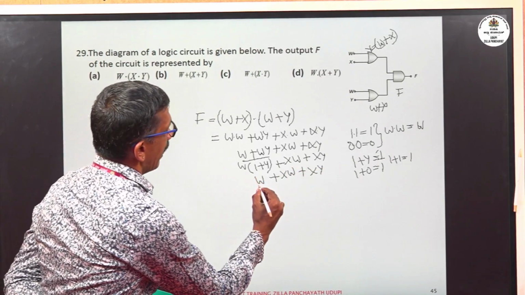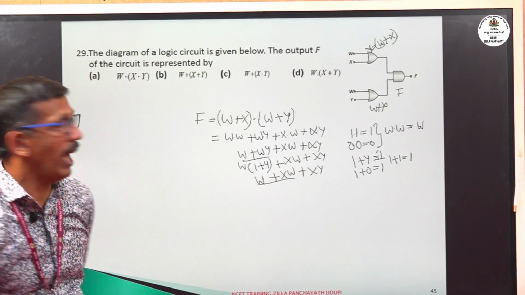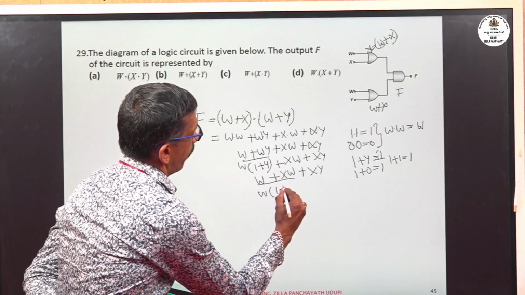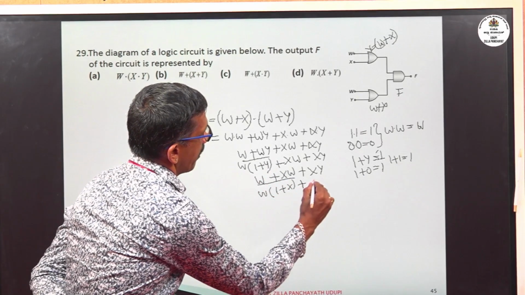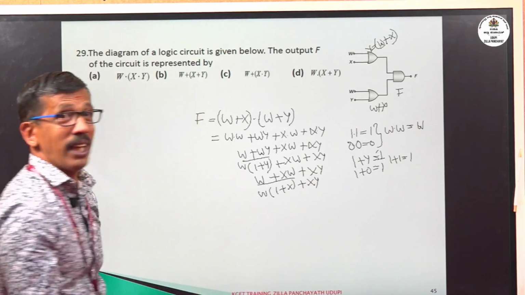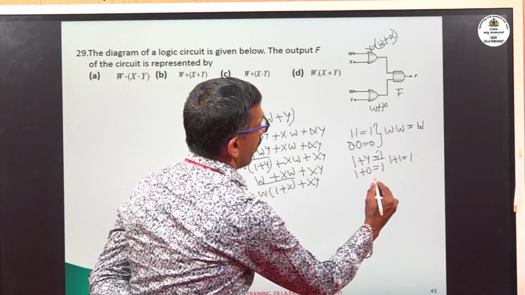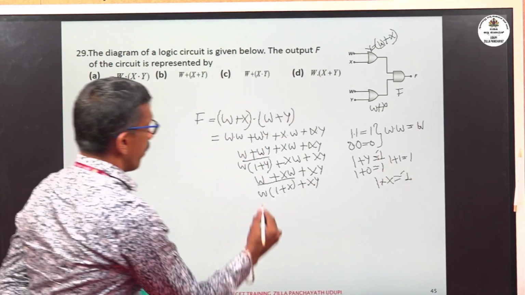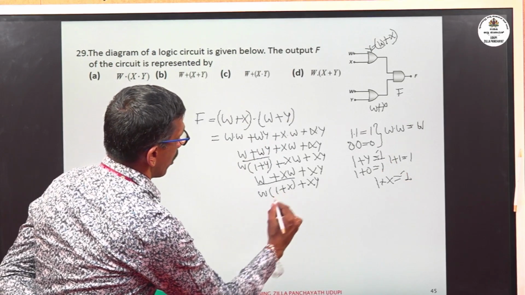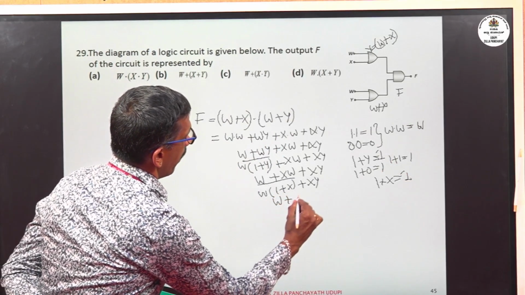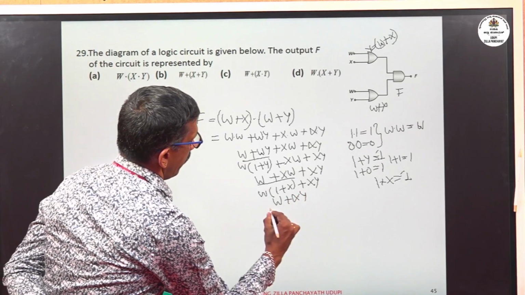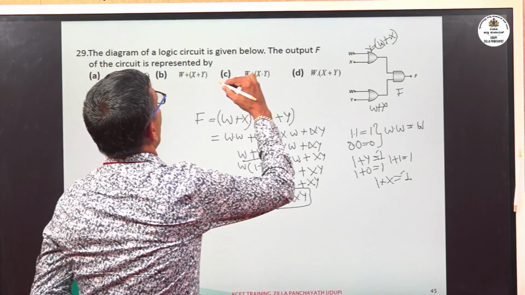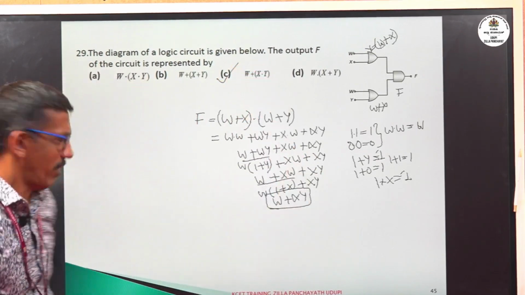Once again, here we have W common. Take W outside: W into 1 plus X, plus XY. Once again, the same logic: 1 plus Y is 1, similarly 1 plus X is also 1. So W into 1 plus X is W into 1, which is W, plus X into Y. This is the required answer, that is, W plus XY. Option C is the right answer.